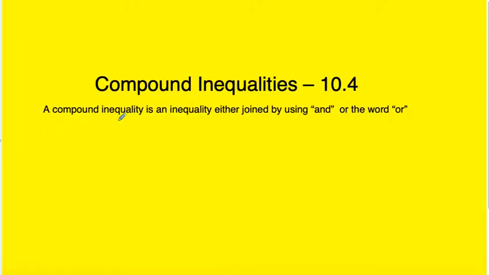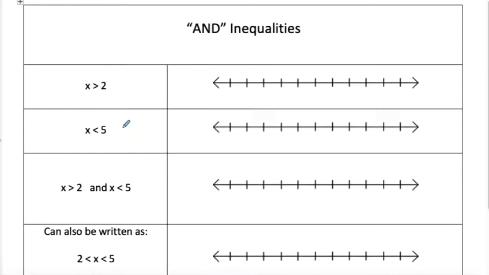So a compound inequality is an inequality either joined by using the word and, or there's a couple other little things that can happen that tell me they're compound inequalities. All right, so let's take a look. Up to now, you've learned about two inequalities that look like this.